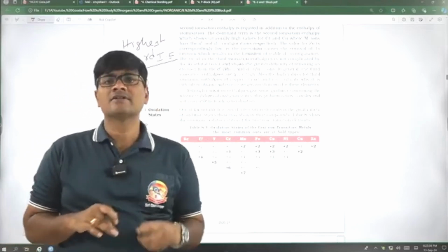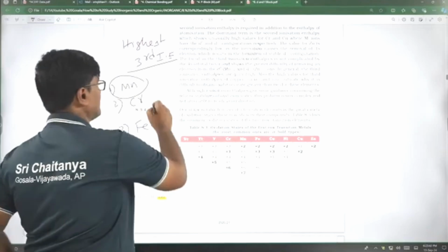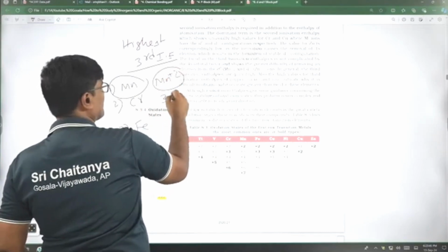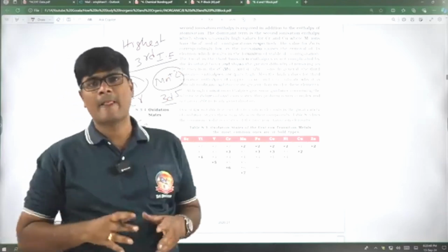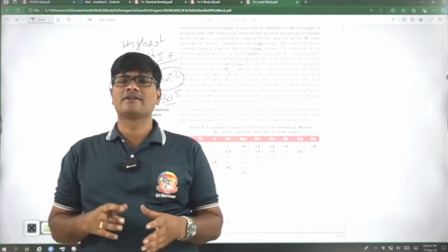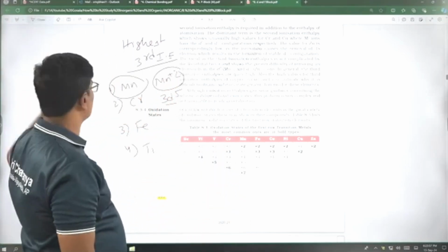Third ionization energy means we need to remove the third electron from the +2 state. So what is the stable state for manganese? That is the +2 state. It has a 3d5 configuration. Due to half-filled orbitals, it has a stable configuration. Therefore, its ionization energy is more. Like that, you can collect some important examples from NCERT.